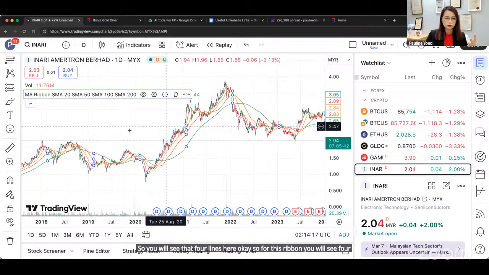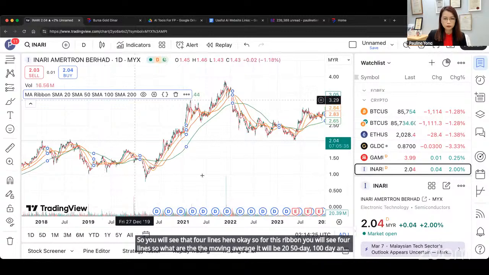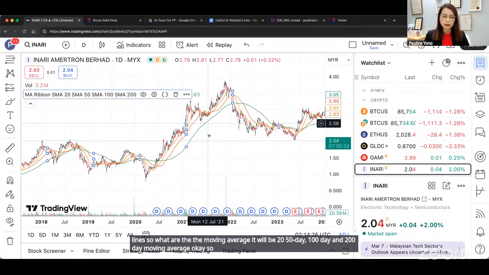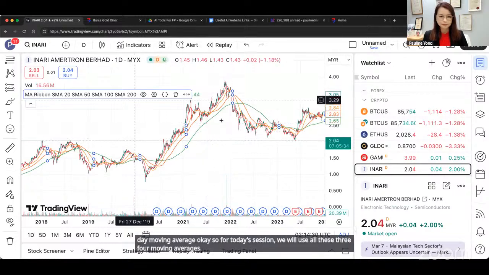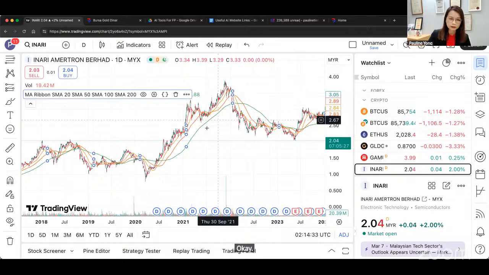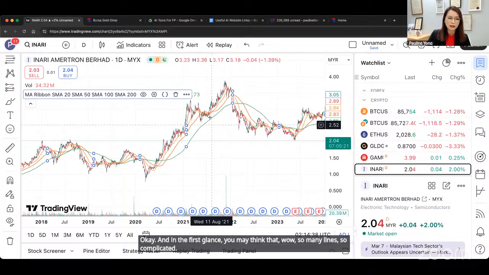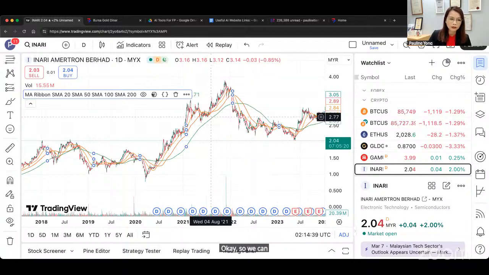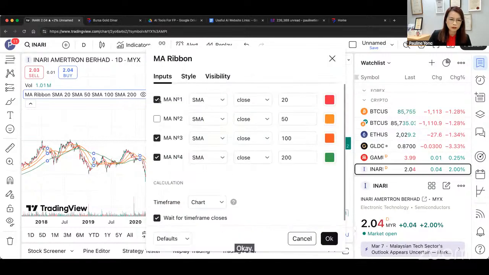So what are the moving averages? It will be the 20-day, 50-day, 100-day, and 200-day moving average. For today's session, we will use all these 4 moving averages. At first glance, you may think, wow, so many lines, so complicated. We can focus on one line: go to the settings here and untick. Maybe I will just use the 50-day and untick the rest.